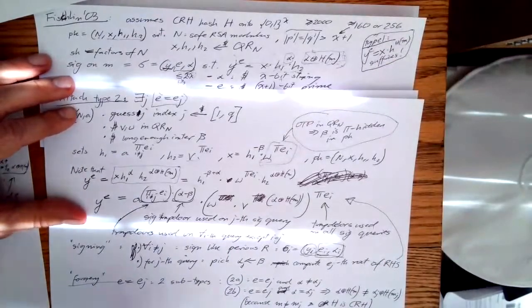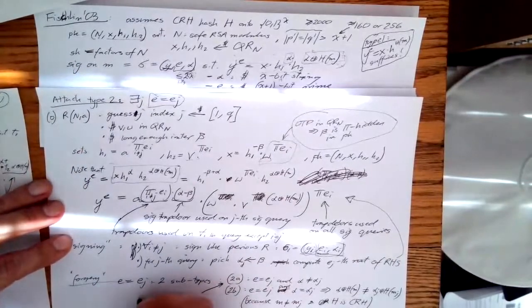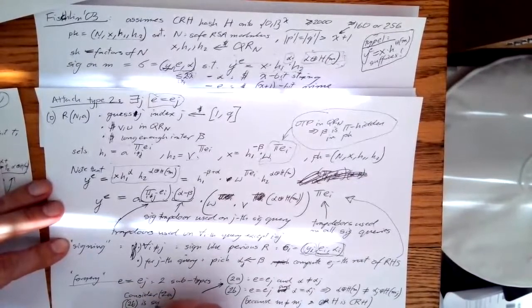Okay, so let's see, consider 2a. 2b is symmetric.